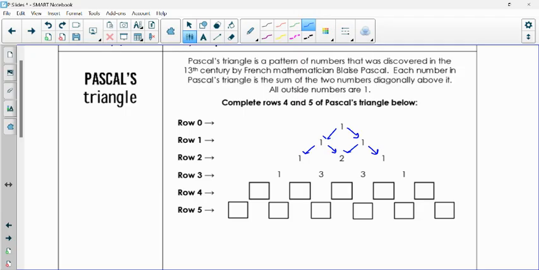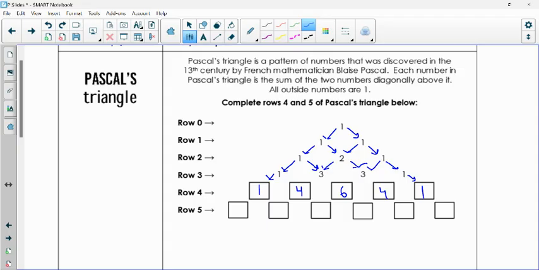And as we go to row 3, that 1 comes down, and then I'm adding the two numbers above it. So 1 plus 2 is 3. 2 plus 1 is 3. And then I bring this 1 down. For row 4, again, this 1 just keeps going out diagonally. And then I would do 1 plus 3, which is 4. 3 plus 3 is 6. 3 plus 1 is 4. And then this 1 comes down diagonally.